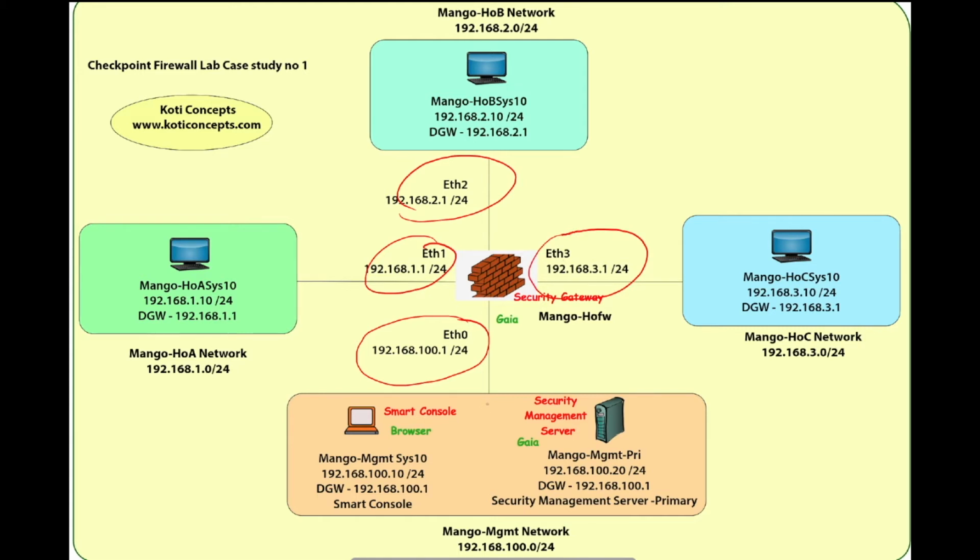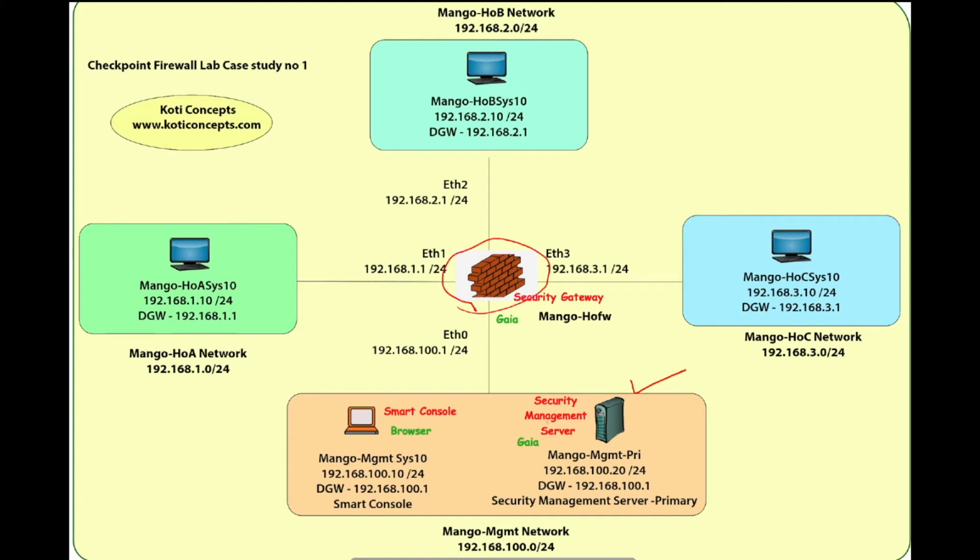This is how to do the initial configuration of the Gaia OS. Then we'll also see how to bring the security gateway into the checkpoint deployment. We'll create an object for the security gateway on the management server, and then we enable SIC, secure internal communication, between the management server and the firewall, so that they can authenticate with each other before they open a control connection. And then we'll also see how to create objects and how to give security policies by creating objects.